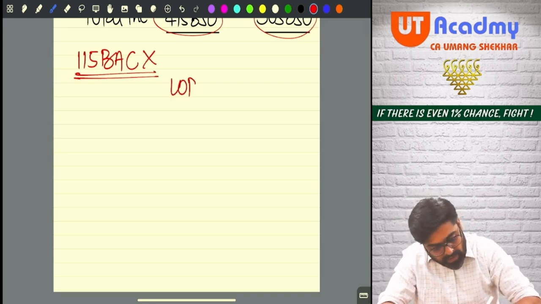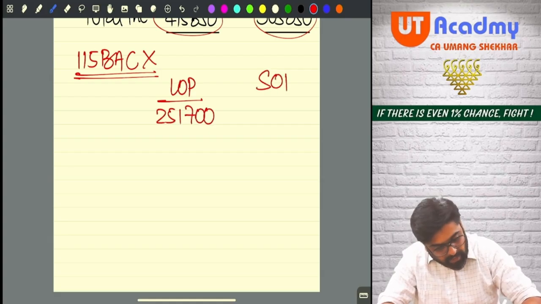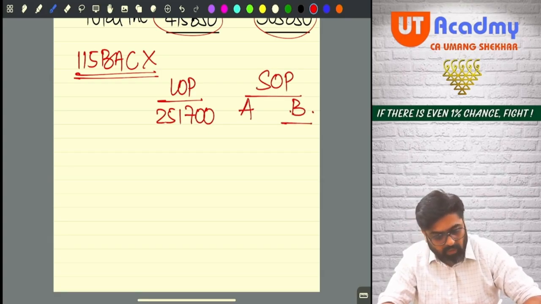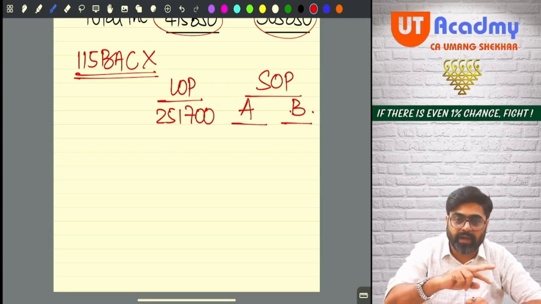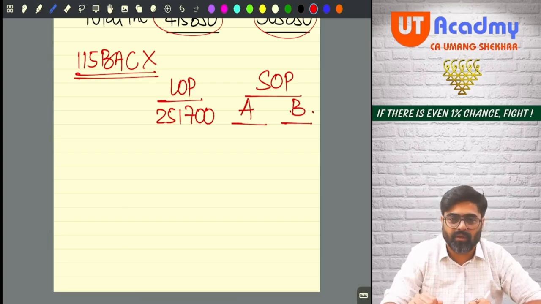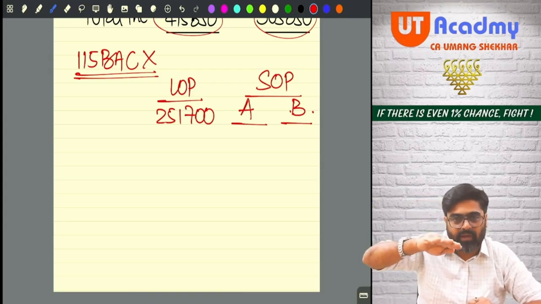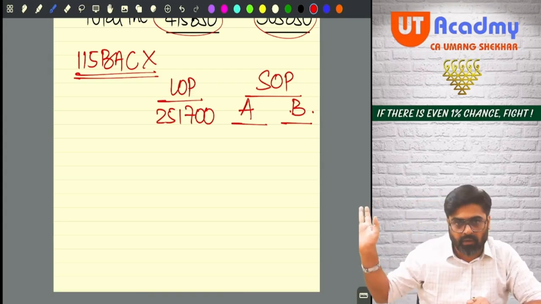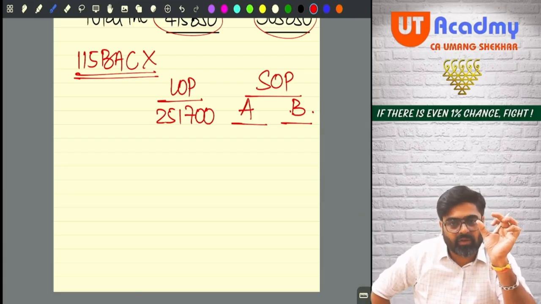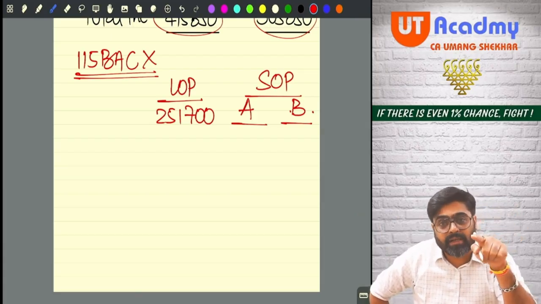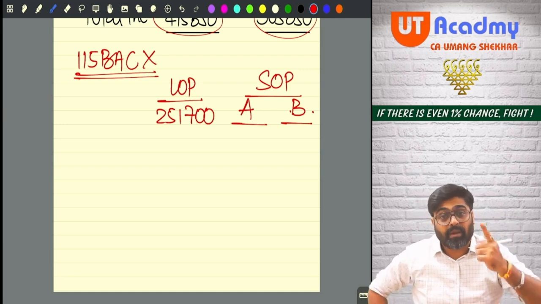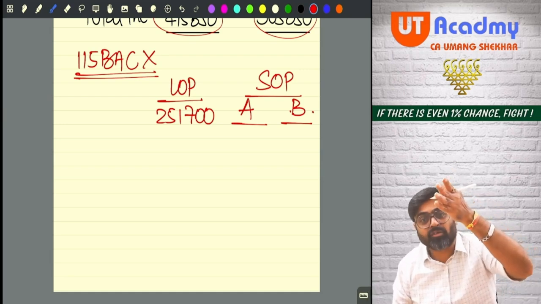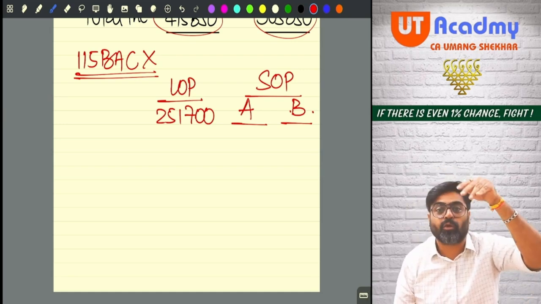Then LOP income will remain same, amounting to 2,51,700. But the SOP income for both the brothers, Arun and Bimal, will now be negative because both are going to get interest deduction now. So out of 3 lakh, 2,25,000 was for let out portion, gone. How much remaining? 75,000. Now that 75,000 is the interest for this SOP portion. But out of that 75,000, half is for A's SOP, half is for B's SOP.